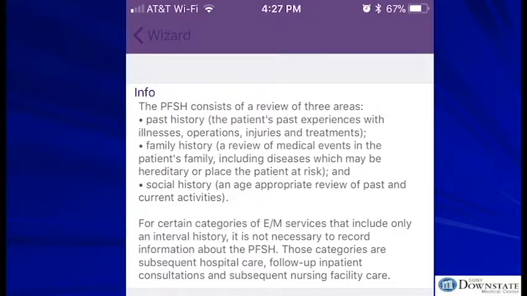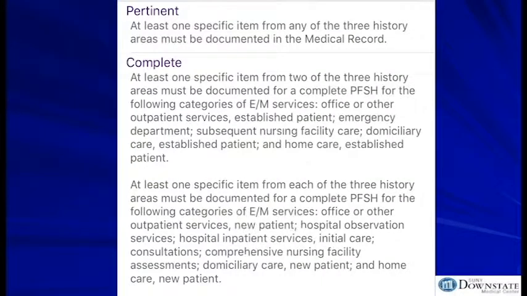And again, it could be an interval history, but usually for this, it will be what's relevant. And again, to be pertinent, at least 1 specific item from 3 areas must be documented in the record, and to be complete, 1 must be documented from 2 of the 3. And this will be given to you as a handout, so you need not try to read far ahead. You can have this to enjoy.